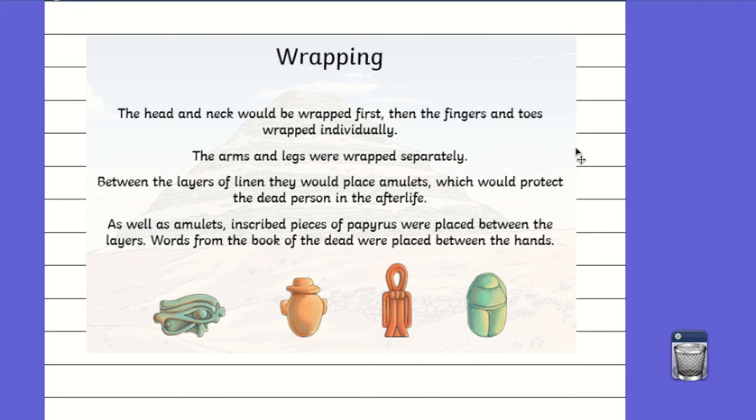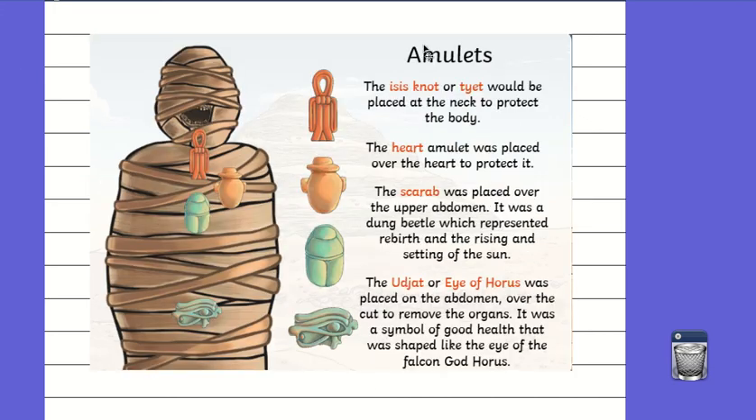Between the layers of the linen they would place amulets, which would protect the dead person in the afterlife. As well as amulets, inscribed pieces of papyrus were placed between the layers. Words from the Book of the Dead were placed between the hands. Okay, so we'll research that a bit later on. So the amulets, okay, so you've got this one here.